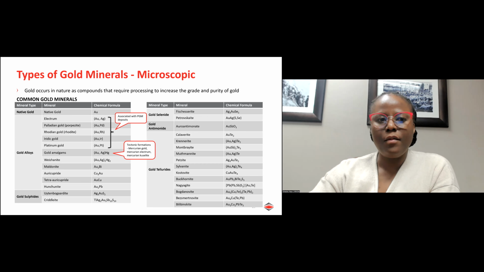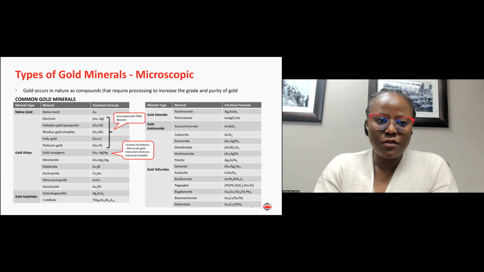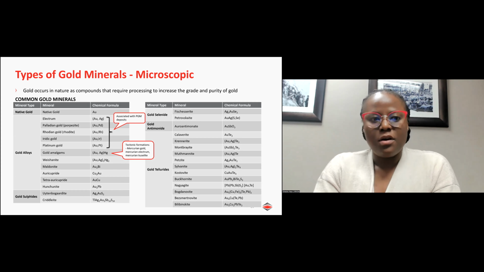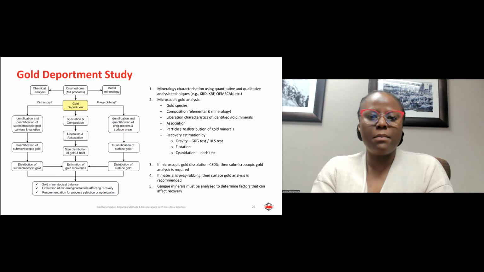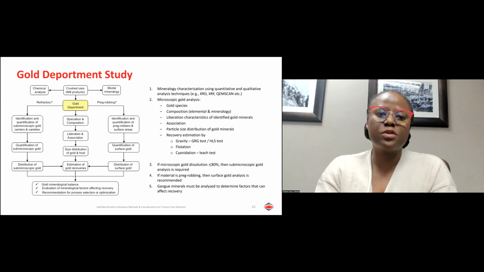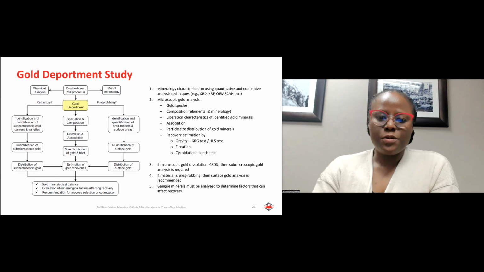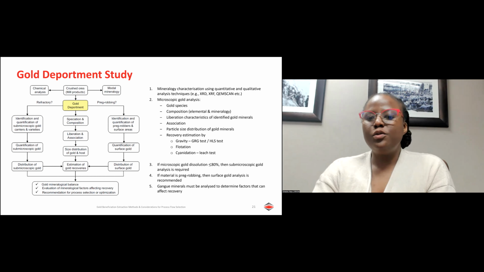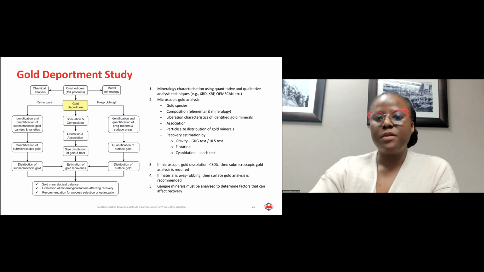Okay, so as previously stated, a gold deportment study is crucial for process selection. So the flow sheet on the left gives a summary of the gold deportment methodology, where each form of gold is analyzed for. By form of gold, I'm talking about microscopic gold, submicroscopic gold. They go into each of those different forms and identify the minerals associated with those. So the analysis includes your head gold analysis. A bulk modal analysis is also done to determine the composition of the ore.